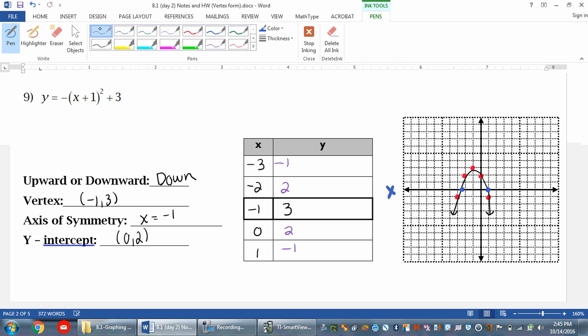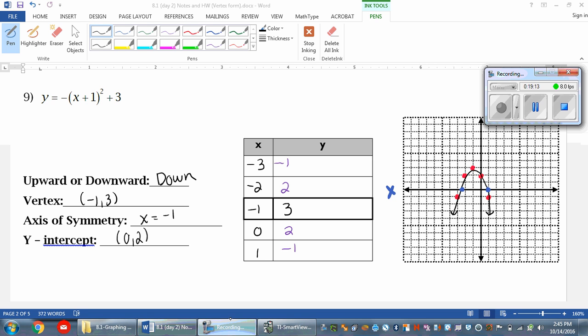I didn't have you label them because they are not nice ordered pairs. They're not nice integer answers. So normally I'll have you estimate them, but I didn't have you do that for today. So let's go ahead and stop the video and complete your homework.